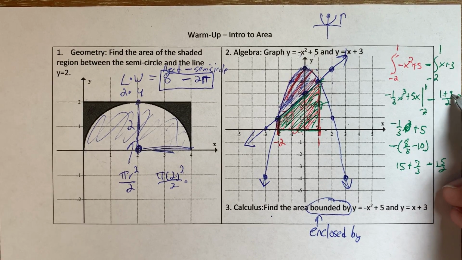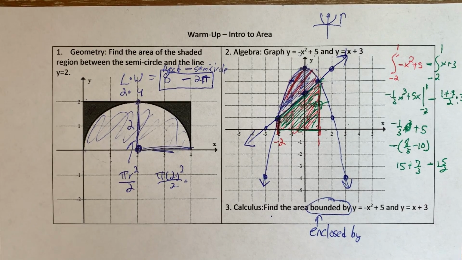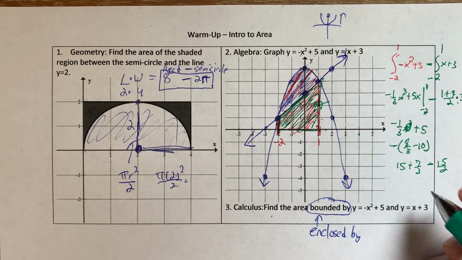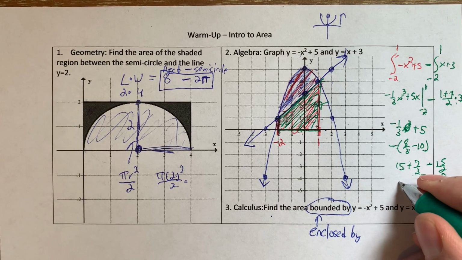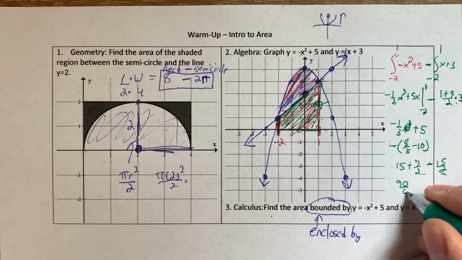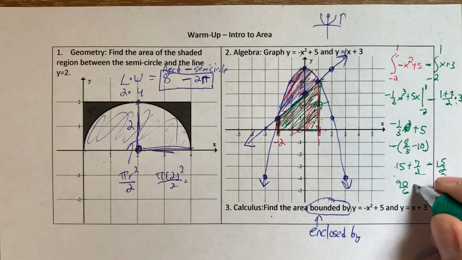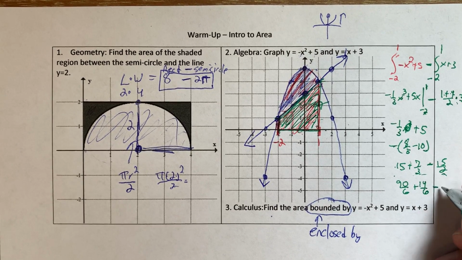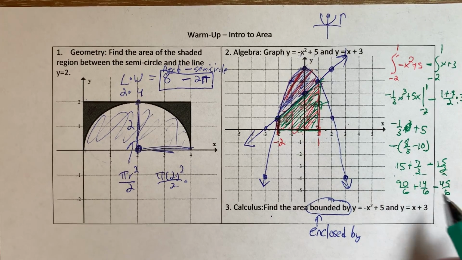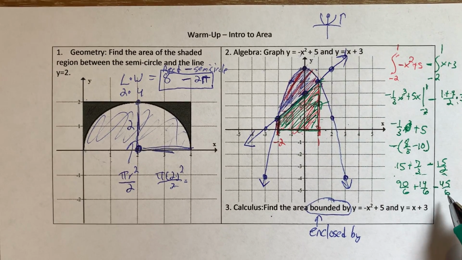So 1 plus 4 is 5. 5 times 3 is 15. And this is like super ugly. I guess I got to get into sixths, right, to make it a common denominator. So I've got 96 because I multiplied by 6 over 6. Here I have to multiply by 2 over 2. 14/6 minus 45/6. And so this is 104 minus 45.